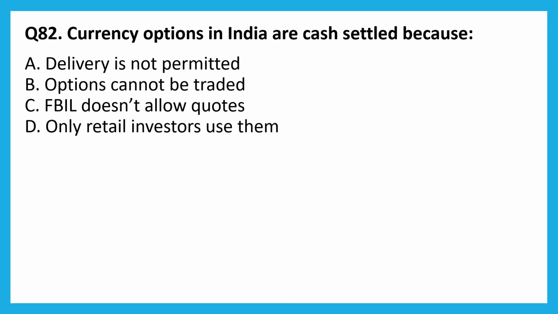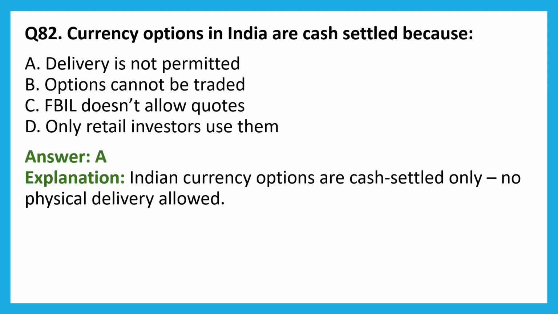Next question. Currency options in India are cash settled because delivery is not permitted. Option B, options cannot be traded. Option C, FBIL does not allow quotes. And option D, only retail investors use them. Correct answer is option A. Indian currency options are cash settled only because no physical delivery is allowed. Next question.